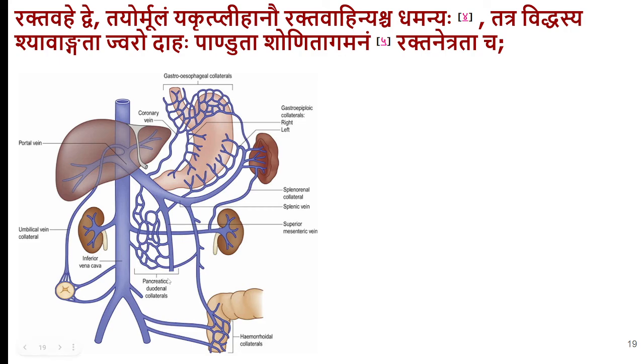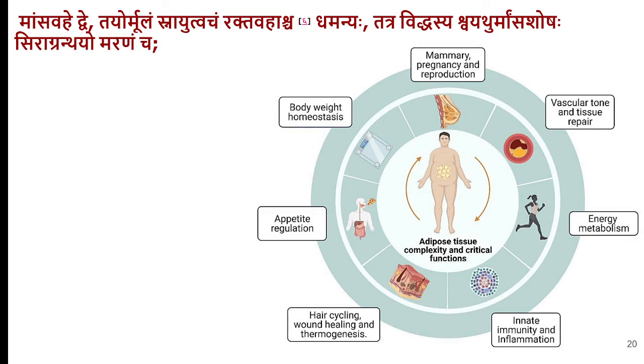And the Raktavahini Dhamani, the vessels which carry the blood. There are two issues: hemopoiesis occurring at the bone marrow and facilitated by the liver and the spleen, and the other component is the movement of the blood to the tissues. These are the two components of the Raktavahasrotas. Tatra vidhasya, if there is an injury, it can result in shavamdata, cyanosis, jwaro, daha, pandita, shonitagamanam, raktanetrata. There could be bleeding or even all the signs of anemia.